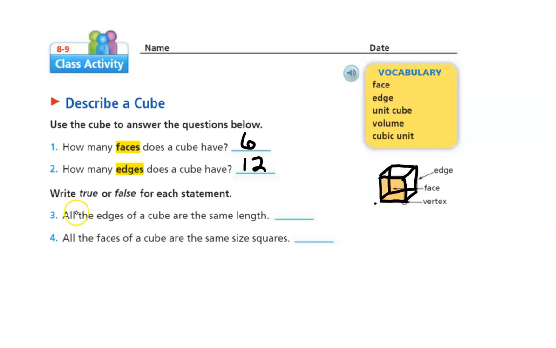So then it says, write true or false for each statement. It says all the edges of the cube are the same length. Well, that answer is true. It wouldn't work correctly if they weren't the same size and shape. It would be a little wobbly, funky shaped. And then it says all the faces of a cube are the same size square. Again, that has to be true. They all have to be the same size or it wouldn't work the same way.